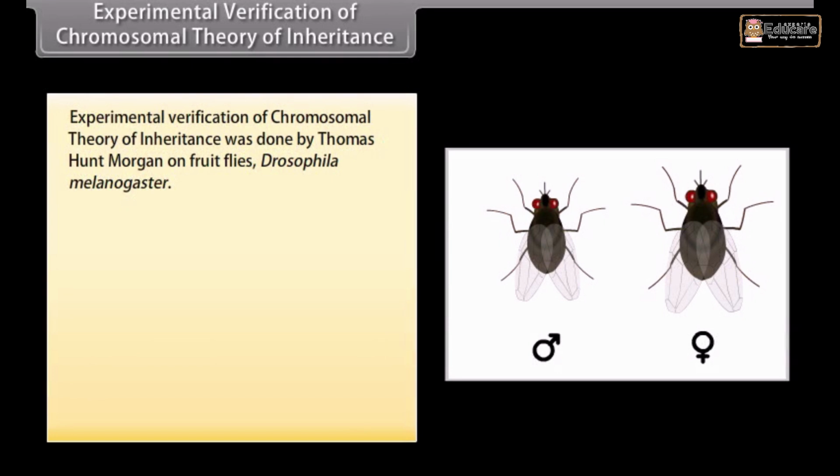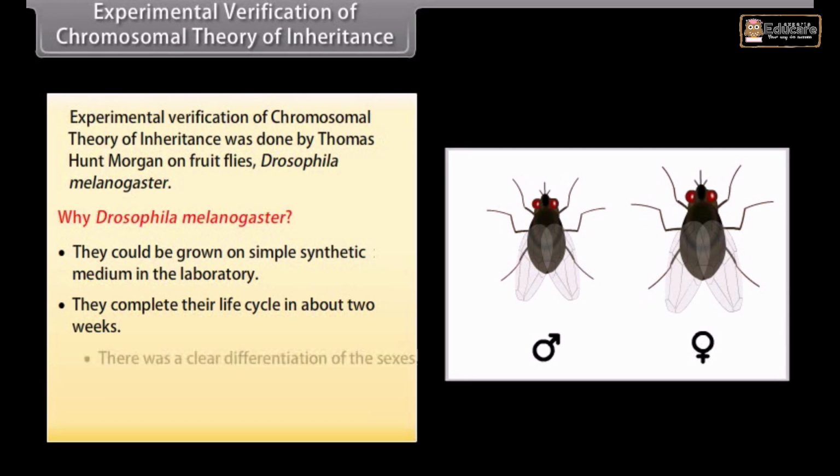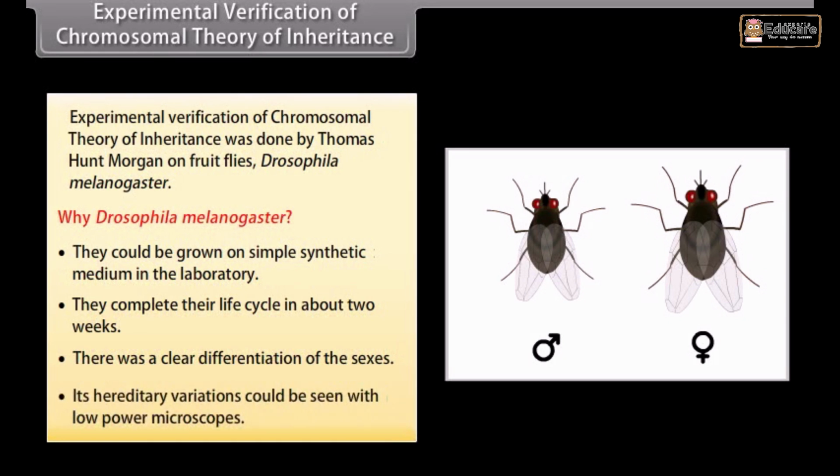Experimental verification of chromosomal theory of inheritance. Experimental verification of the chromosomal theory of inheritance was done by Thomas Hunt Morgan on fruit flies, that is Drosophila melanogaster. Why Drosophila melanogaster? They could be grown on a simple synthetic medium in the laboratory. They complete their life cycle in about 2 weeks. There was a clear differentiation of the sexes. Its hereditary variation could be seen with low-power microscopes.